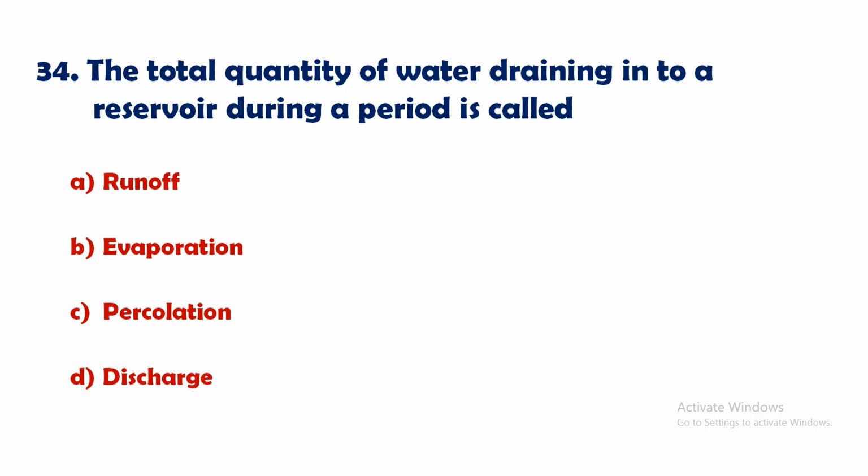The total quantity of water draining into a reservoir during a period is called as runoff, evaporation, percolation, discharge. The total quantity of water draining into a reservoir during a period is called as runoff.